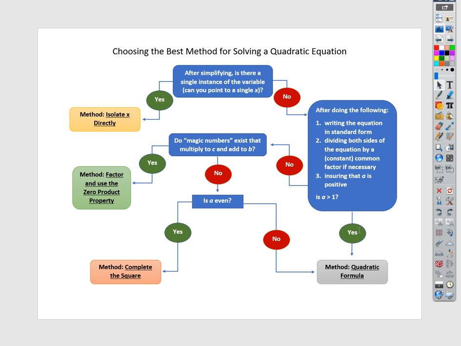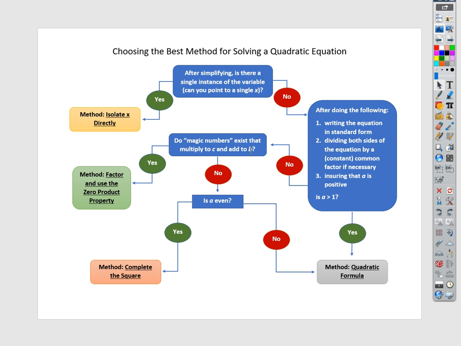Okay, what if a is positive after doing all that stuff? Then we ask, is a greater than 1? If it's not greater than 1, so if a is equal to 1, then what? Well, do we have magic numbers? If a is equal to 1 and we have magic numbers that multiply to c and add to b, what do we do?